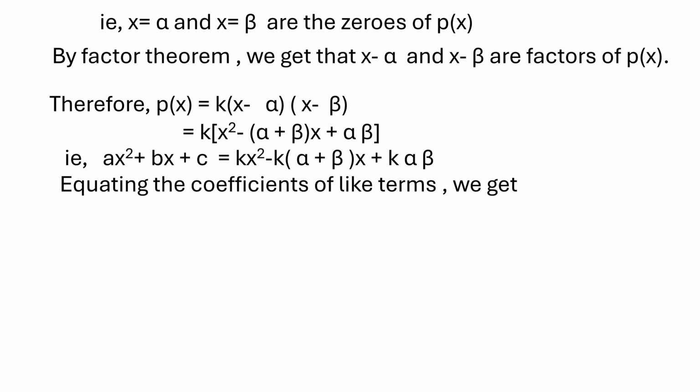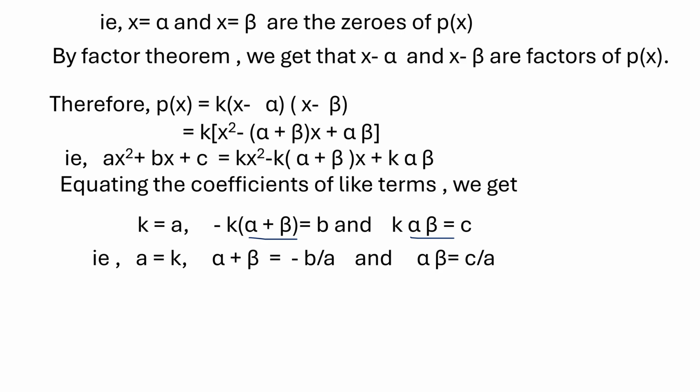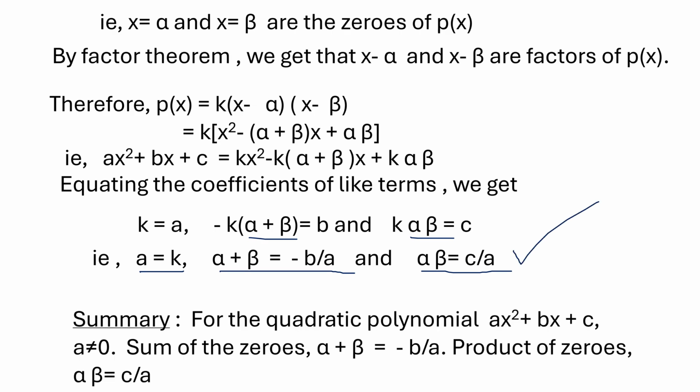Now looking at this equation, if you equate the coefficients of like terms, what do we get? k is a, b is minus k times alpha plus beta, and c is k alpha beta. That means, if k is constant, that is a, alpha plus beta is the sum of the zeros, and alpha beta is the product. So alpha plus beta is equal to minus b upon a, and alpha beta is c upon a, and a is k. This you have to remember while solving the questions.